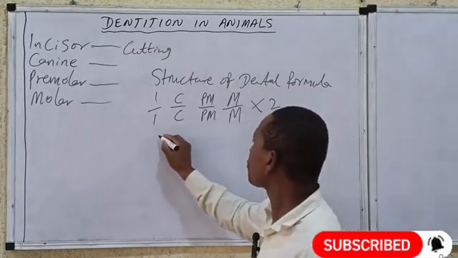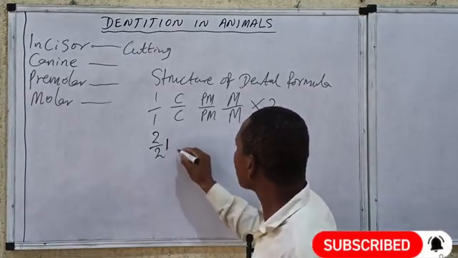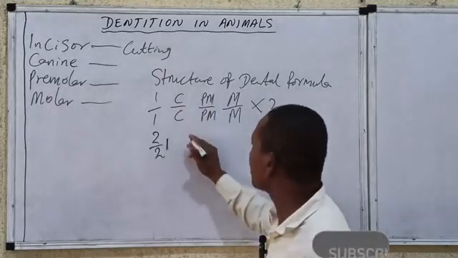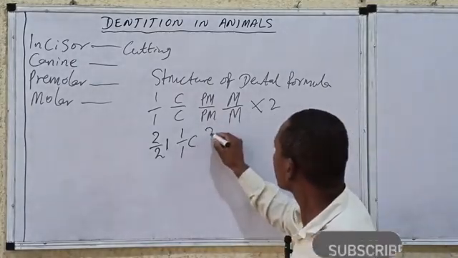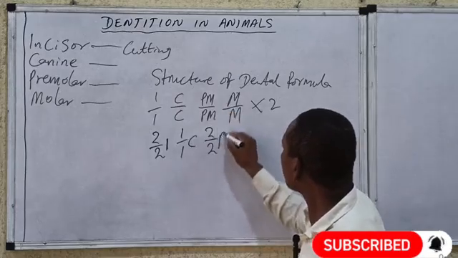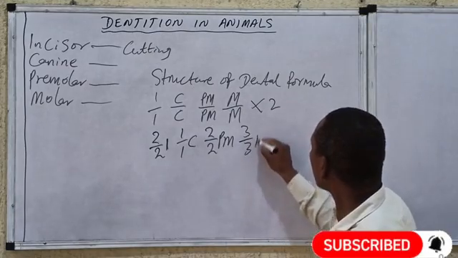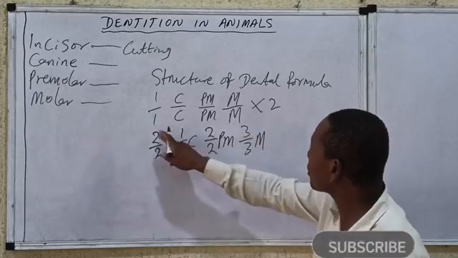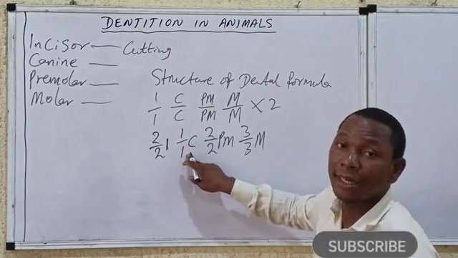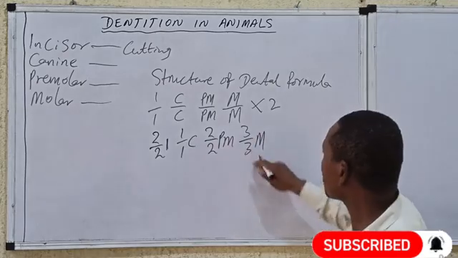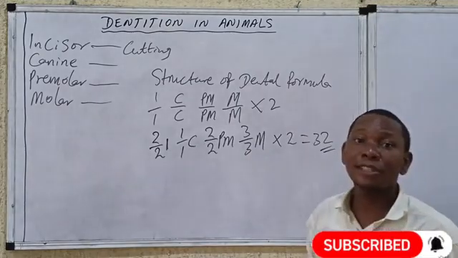For example, for the dental formula, you put your I for the incisors, then C for the canine, PM for the premolar, and M for the molar. Now, if you add everything here, this is 4, 6, 10, then 16, times 2. You have 32. That's how you have 32.